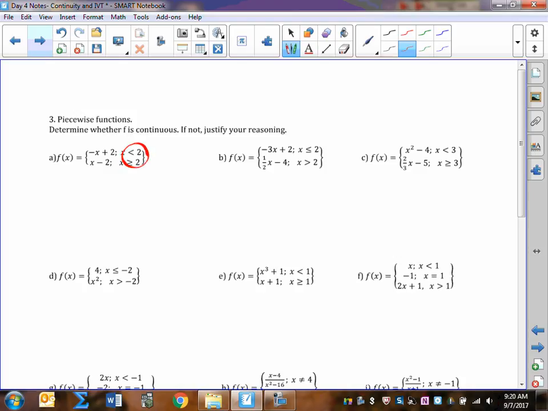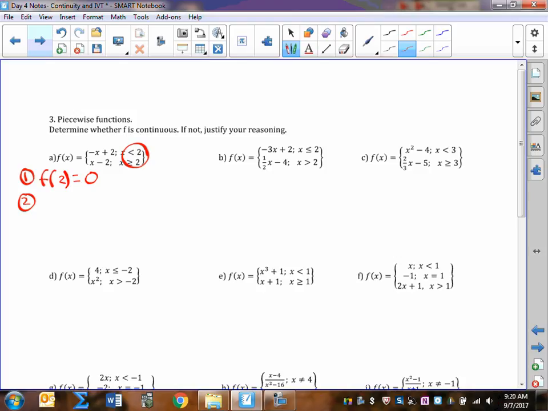Okay, so let's first of all check our first condition. Is my function even defined at that point in question? Is it even defined at 2? And is it? Yeah, we have x is greater than or equal to 2. So when we plug it in, what do we get? 0. Yeah.